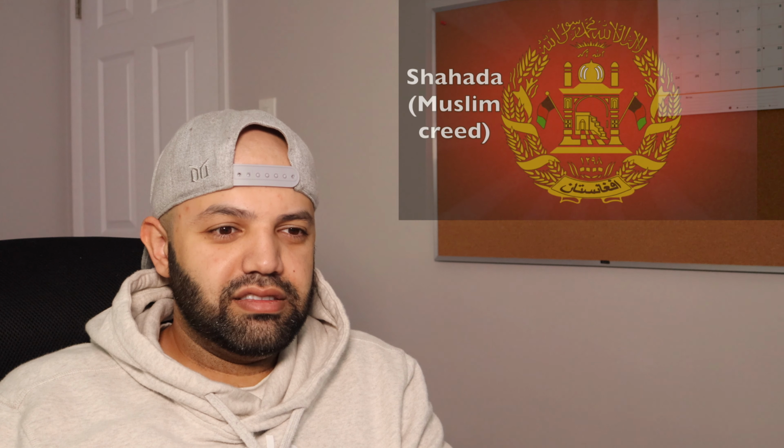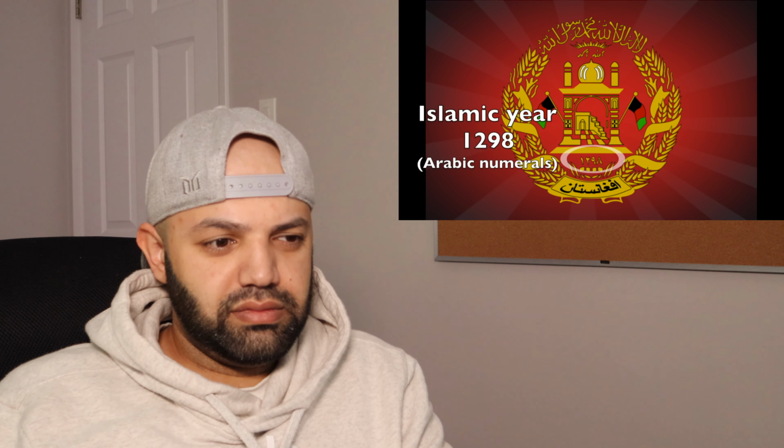On the side are sheaves of wheat. On the top is the Shahada, or the Muslim creed. On the bottom is the name of Afghanistan, written in Arabic. And on top of that is the Arabic year of 1298, written in Arabic numerals, which in the standard Gregorian calendar is 1919, which was the year that Afghanistan was relinquished from its British protectorate status and became an internationally recognized sovereign nation known as Afghanistan.